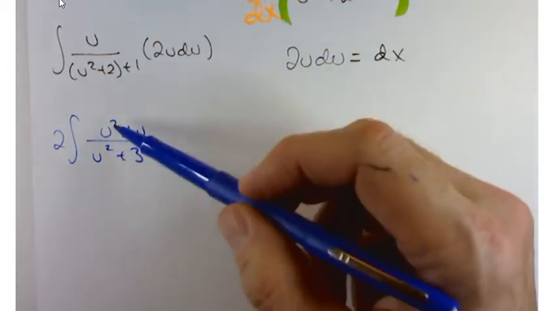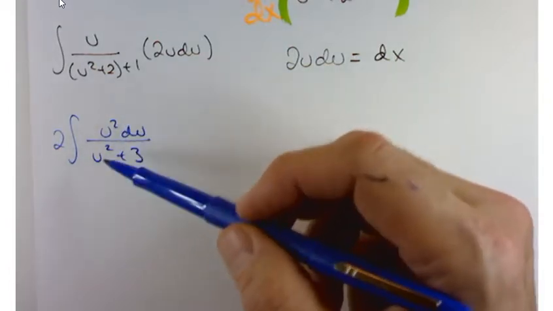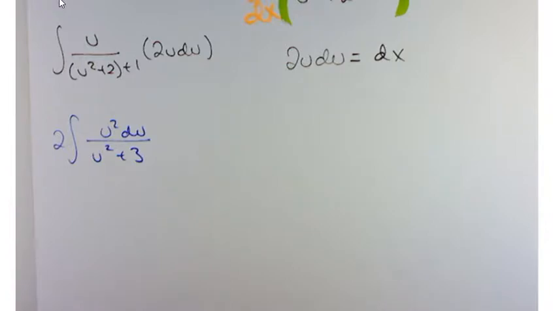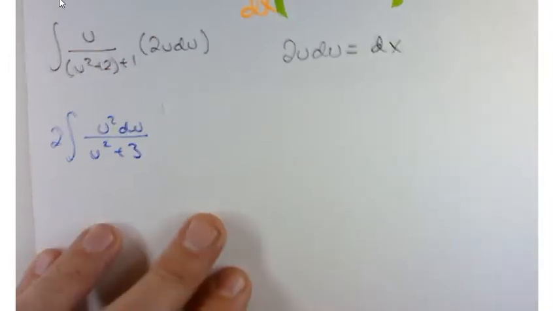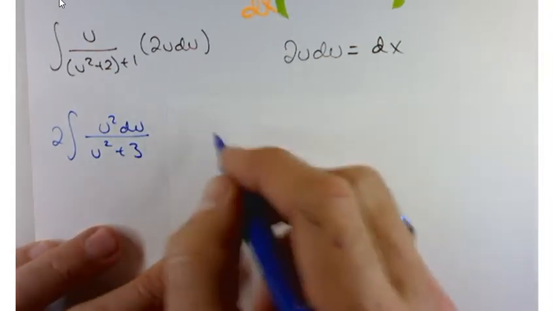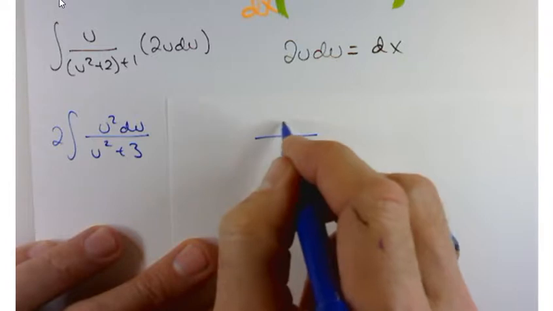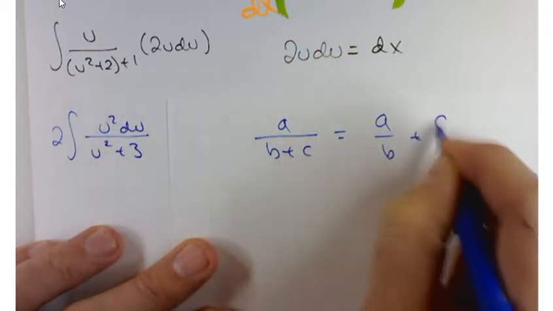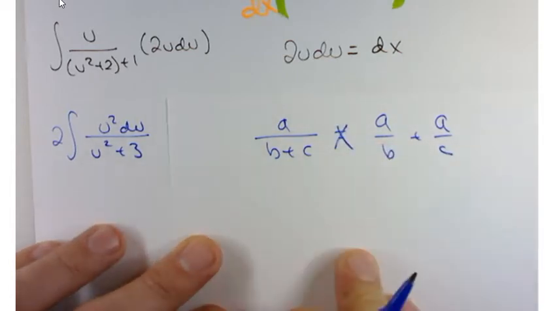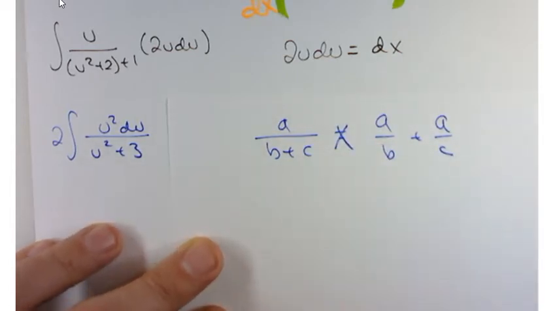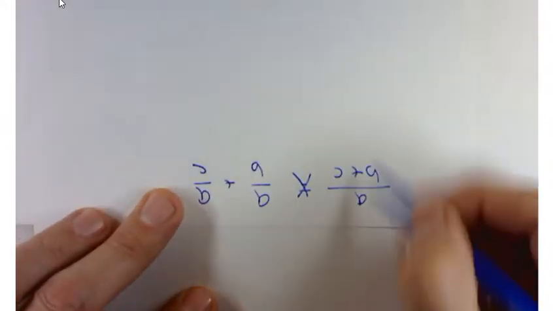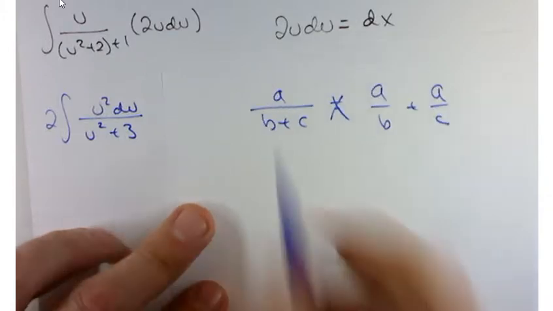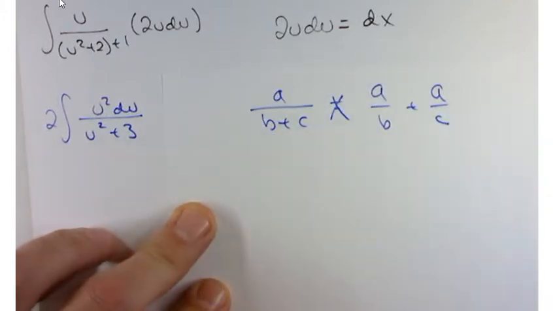One thing you might notice is that the degree of the numerator and degree of the denominator are the same. Now, I'm not saying that people in Calc 2 do this, but I'm also going to show you what you can't do. I get this all the time, a over b plus c. People split that up into a over b plus a over c. You can't do that. If it was flipped upside down, then you might be able to get away with dividing both terms in the numerator by the term in the denominator. But you can't split up the denominator like this.